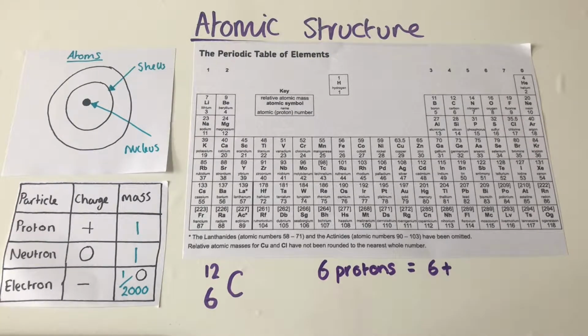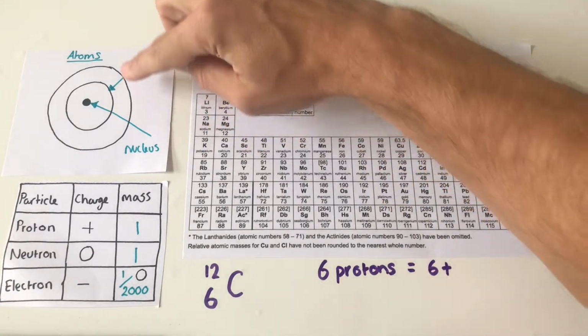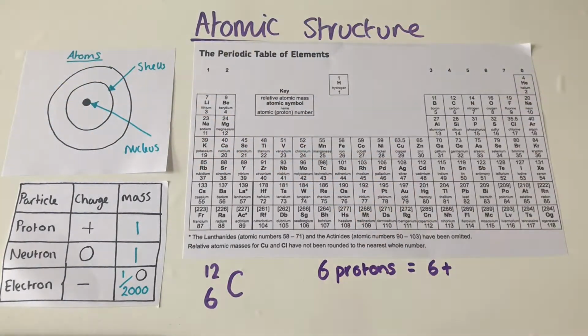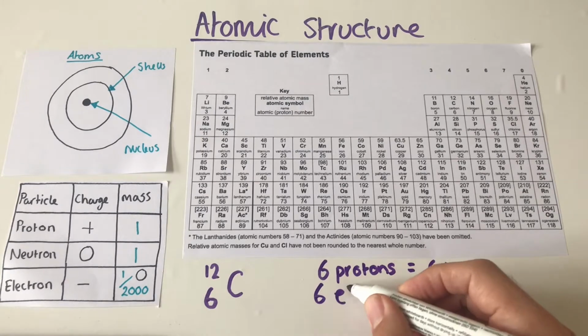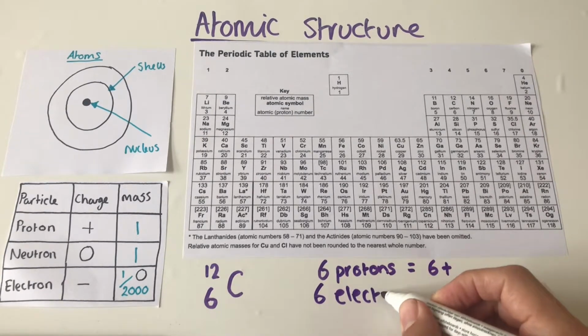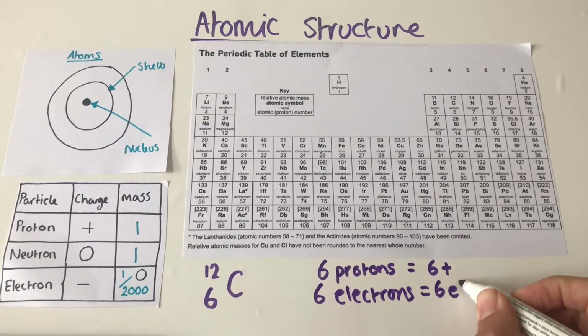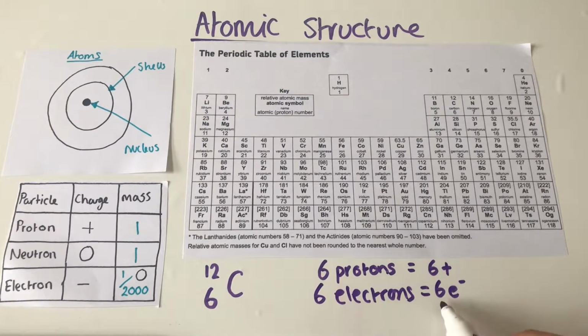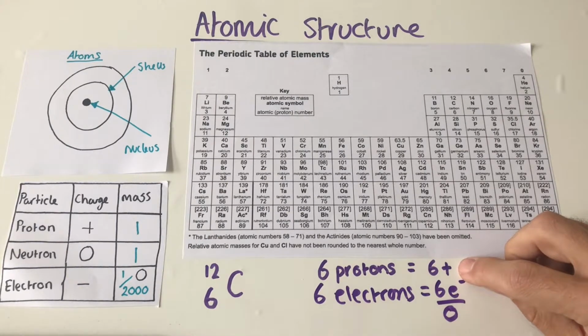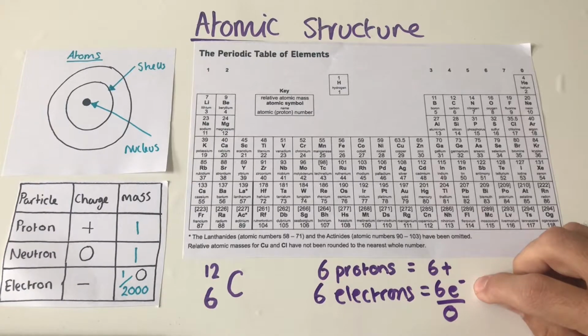Now surrounding the nucleus, orbiting in the shells, are all the electrons. And because there are 6 electrons with the opposite charge of a proton, there are 6 minus charges. That gives us 0 charge overall for the atom, because there's the same number of protons as there are electrons.